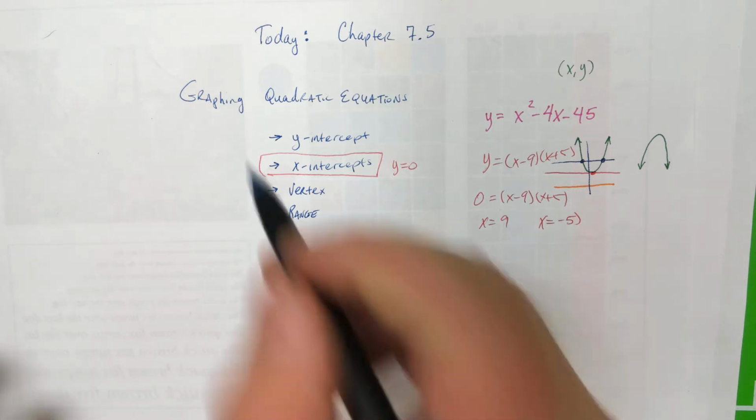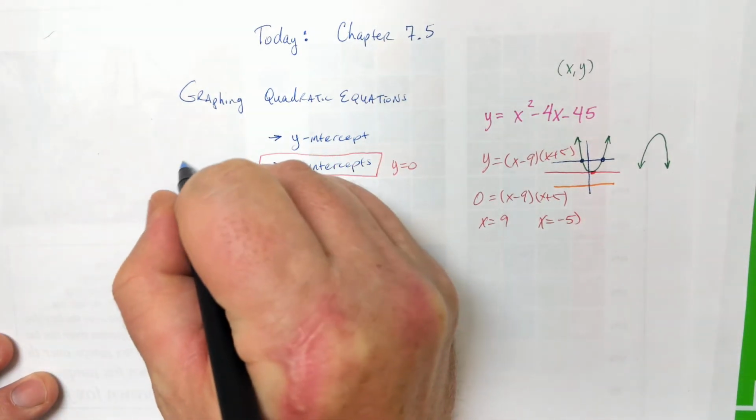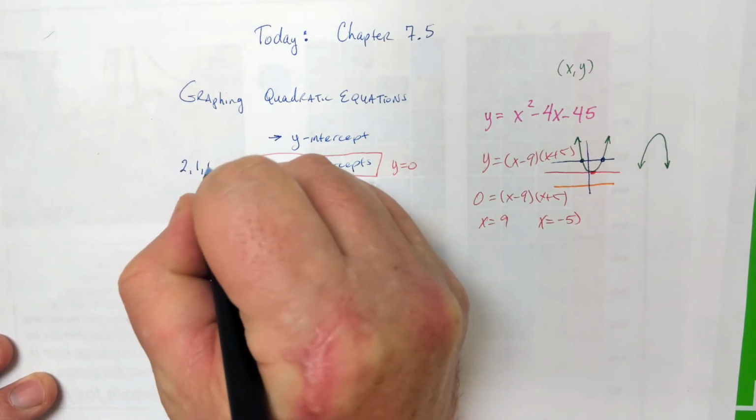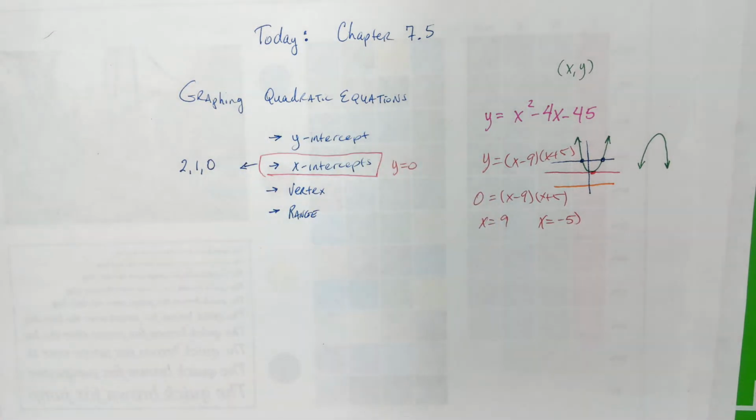So you're either going to have 2, 1, or 0. And for the y-intercept, x equals 0. We'll get that in 1 second. I want to make sure we got this right.